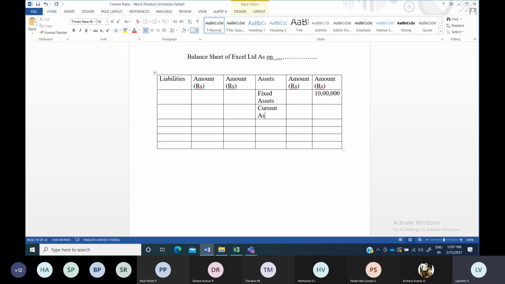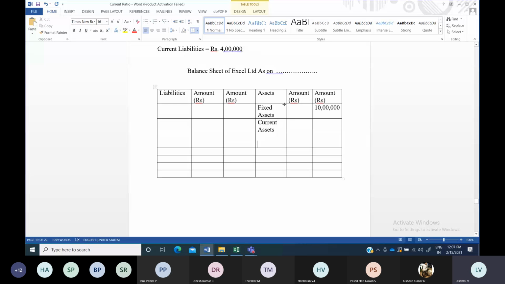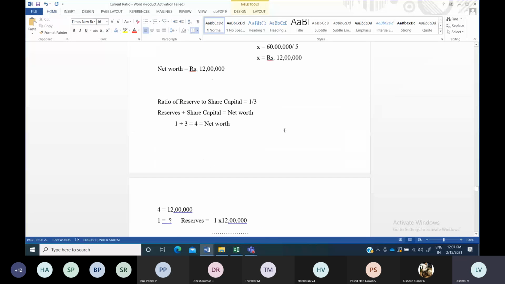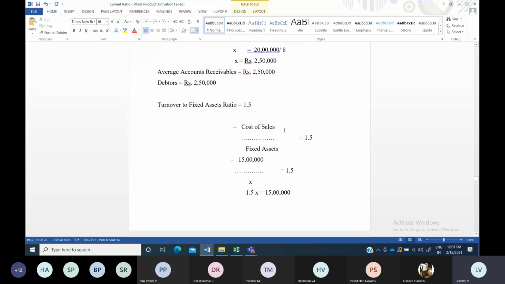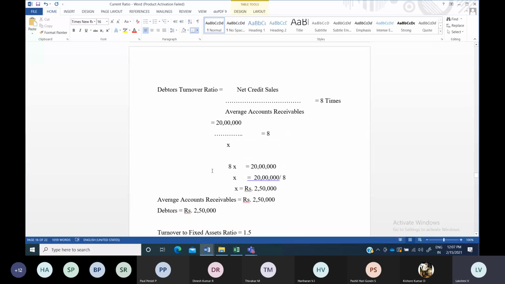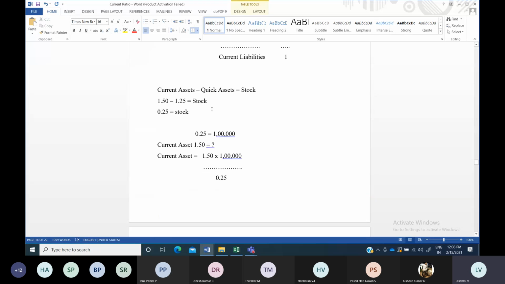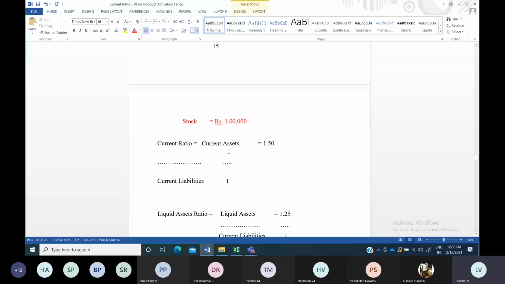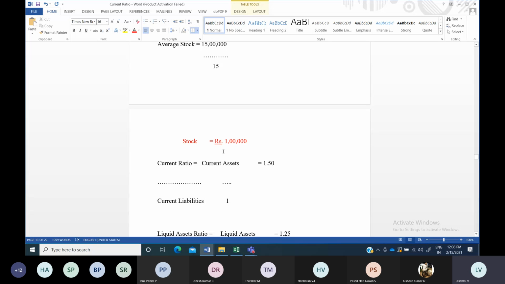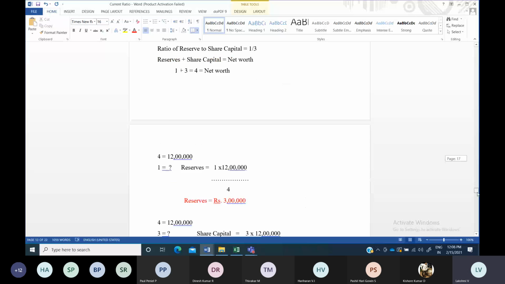Current assets. So if you see, there are certain current assets here, because based upon the information given, we have found out debtors as 2,50,000. And similarly, stock we know is 1 lakh rupees, which we also found out already. See here, the stock amount is 1 lakh. So with these two, we know the current assets value.